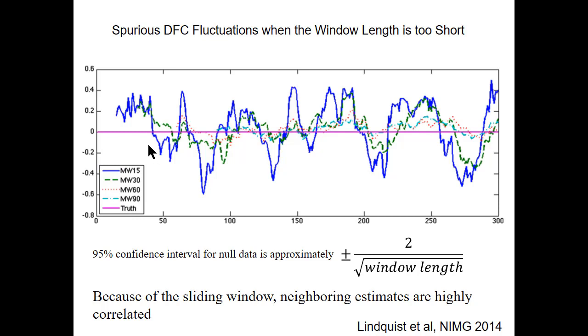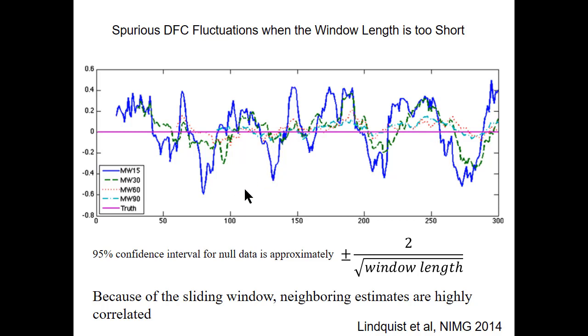One thing to keep in mind, though, is that if you simply have random data and you correlate it and do sliding window correlation, you will end up with dynamic functional connectivity time series that look like there might be some information there, but that's just simply due to random fluctuations.